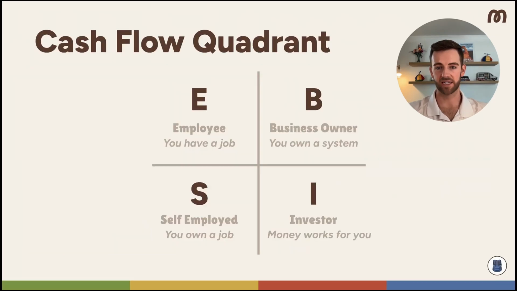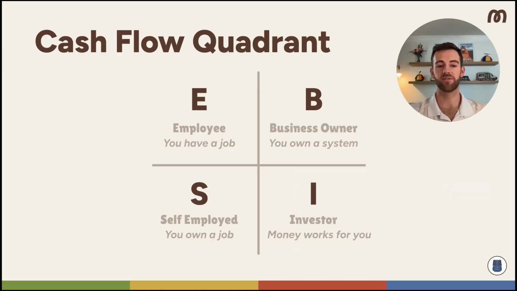He has your possible income sources coming from 4 different places, and he organizes them in a quadrant. So in the top left, you're an employee, and that's where you have a job. In the bottom left, you are self-employed, and you essentially own your own job, but if you stop working, that income will stop coming in. In the top right, you're a business owner, so you own a system and people can carry out the work for you, and your business can actually grow even if you're not involved. And then in the bottom right, we have an investor where money works for you.